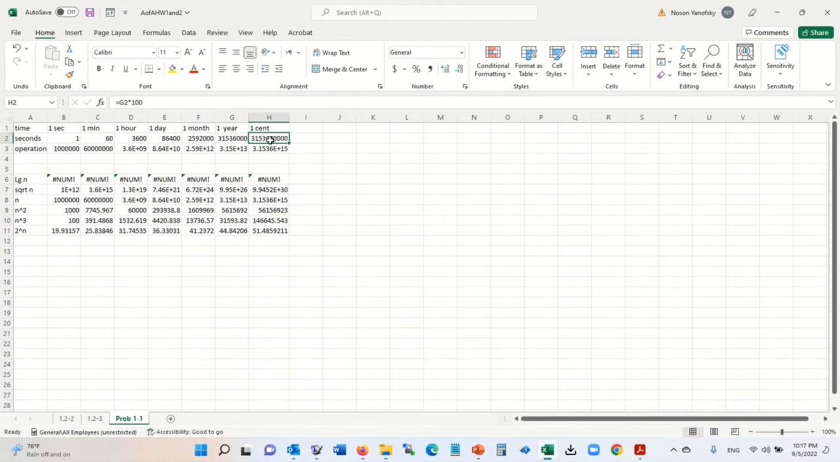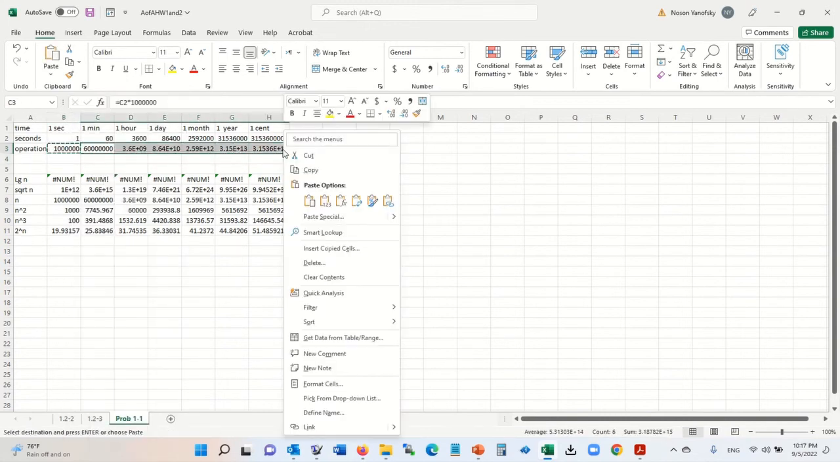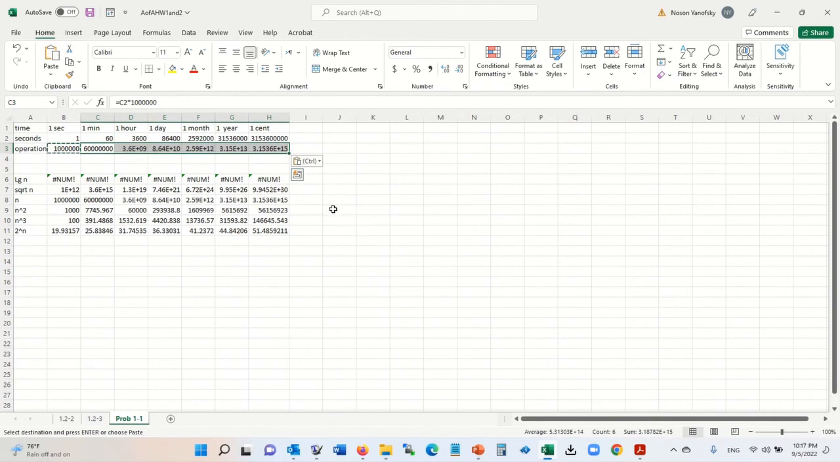Now, each second, the computer can do 1,000,000 operations. So I just take this and look at this formula. It's B2 times 1,000,000. And then what I simply did was I copy this and then paste it here. And it tells me 60 seconds is 60 million operations, etc. Great. So that takes care of the number of operations.